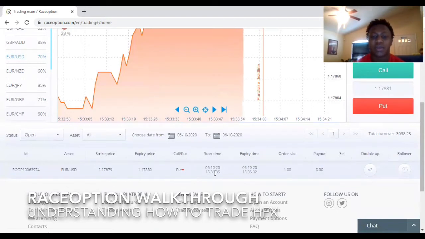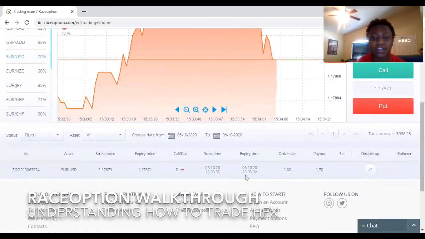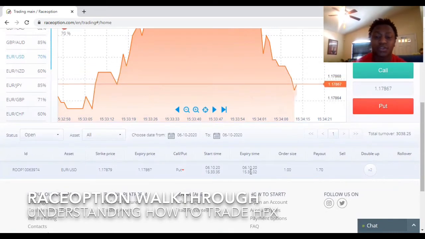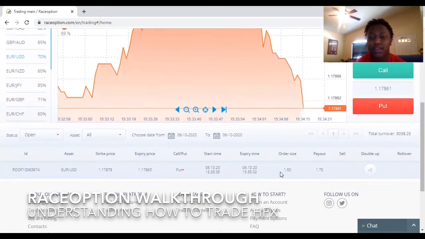It's going to give you the time you enter the trade. It's going to say, hey, you're going to exit this trade at this time. It is a time-based trade, which means we are going for time. Whenever the clock expires in 2 minutes, from 15:33 to 15:35, that is where we're looking to get in and out of the market.